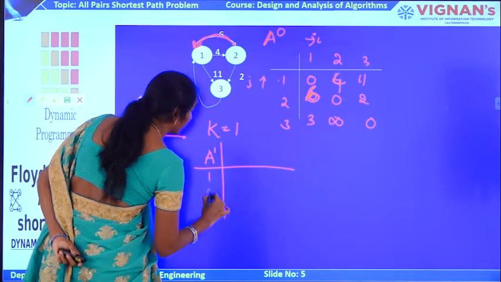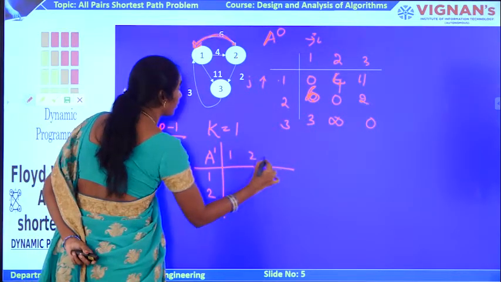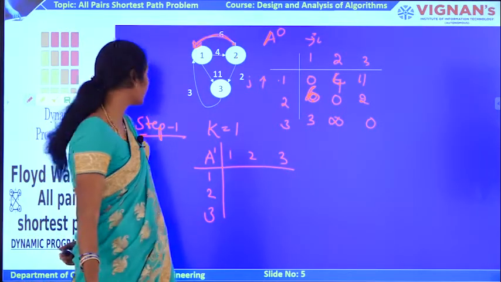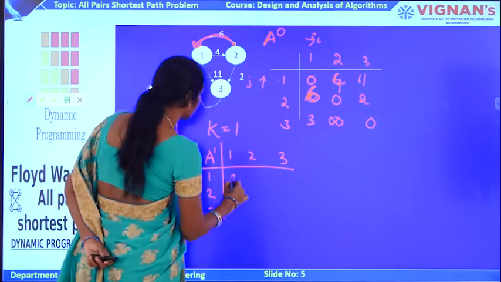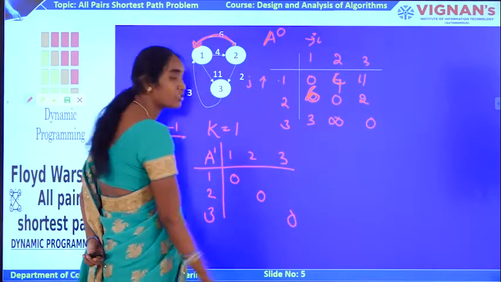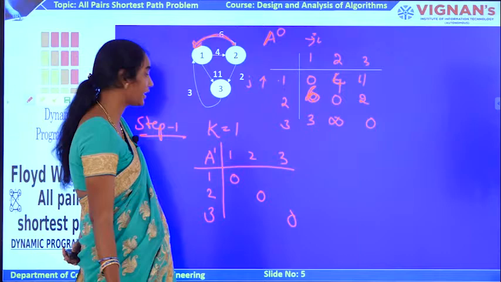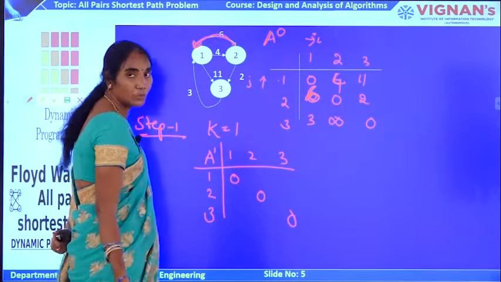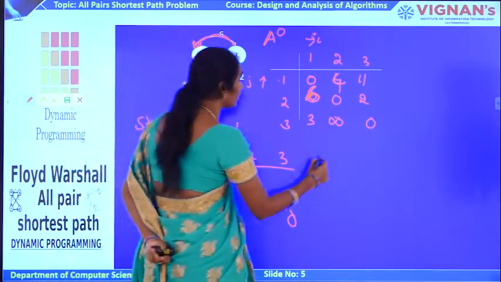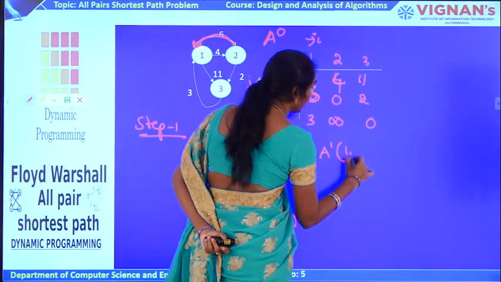So now A1 again: 1, 2, 3. So now what happens? Again 1 to 1, 2 to 2, 3 to 3 are 0, because there is no value which is less than 0, right. So now 1 comma 2.